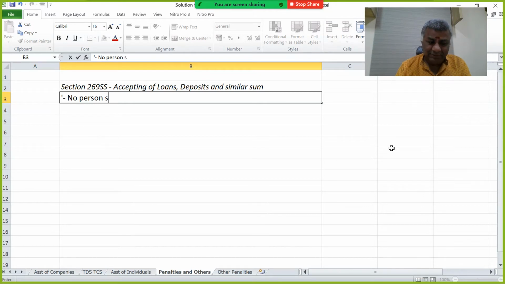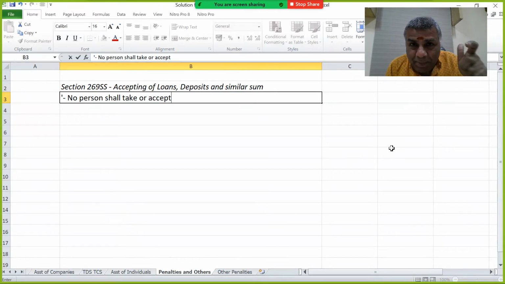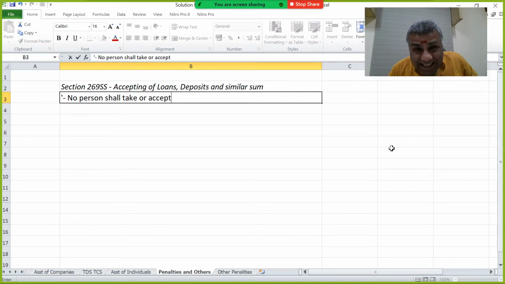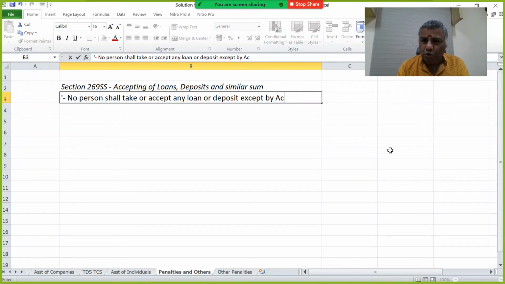No person shall take or accept. Please understand, it is not a lender-based provision. The sword hangs over the head of the recipient and not the payer. No person shall take or accept any loan or deposit or any other sum which partakes the character of a loan, except by account payee, except by approved modes.